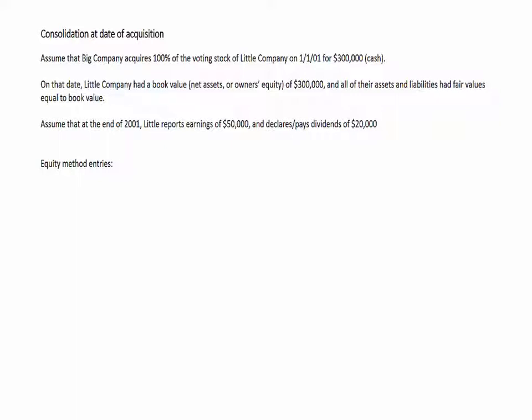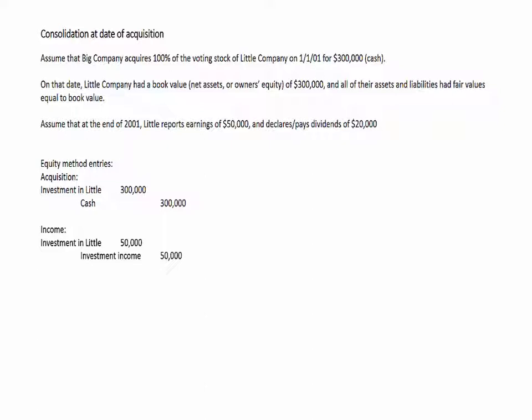First, let's go through our equity method entries to account for our investment. Again, these are on the books of Big Company. First, they record their acquisition, so they debit investment in Little for $300,000, credit cash for $300,000.